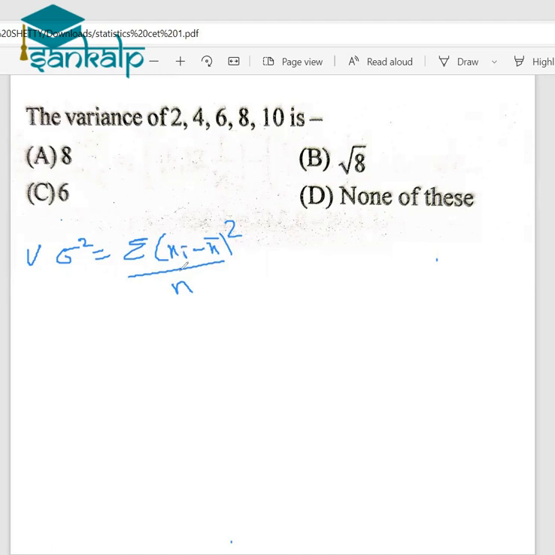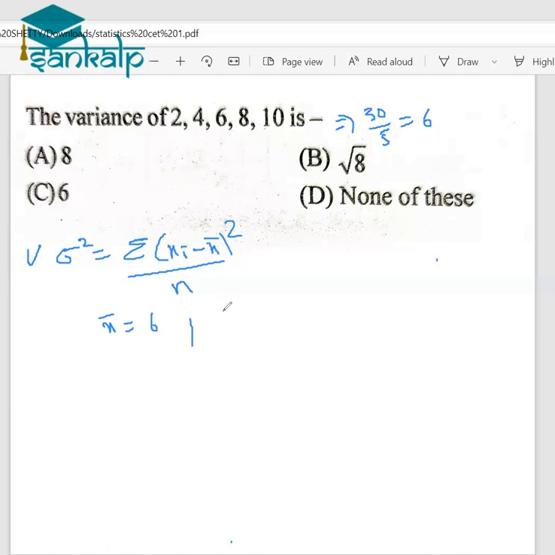First we require the value of mean. So we need to take the total of these values. 2 plus 4 is 6, 6 plus 6 is 12, 12 plus 8 is 20, and 20 plus 10 is equal to 30. The number of scores is 5. So 30 by 5 will be equal to 6. So x bar is equal to 6.